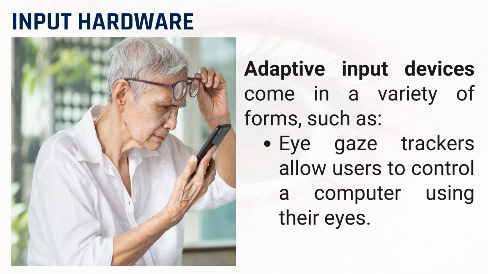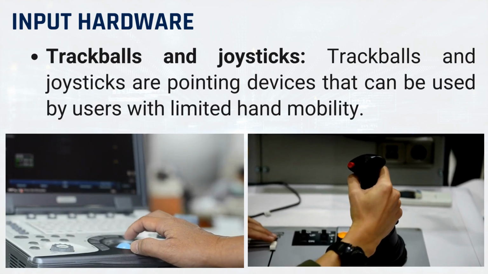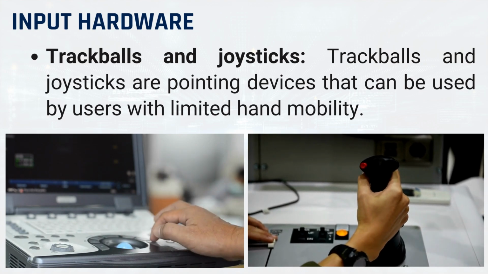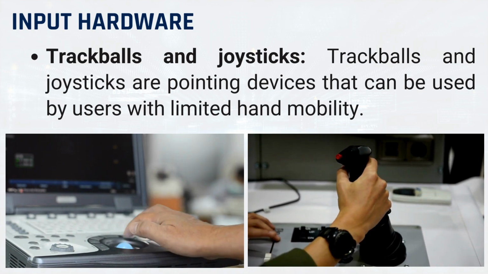Adaptive input devices come in a variety of forms. Eye gaze trackers allow users to control a computer using their eyes. Switches allow users to control a computer using a single muscle movement. Trackballs and joysticks are pointing devices that can be used by users with limited hand mobility.